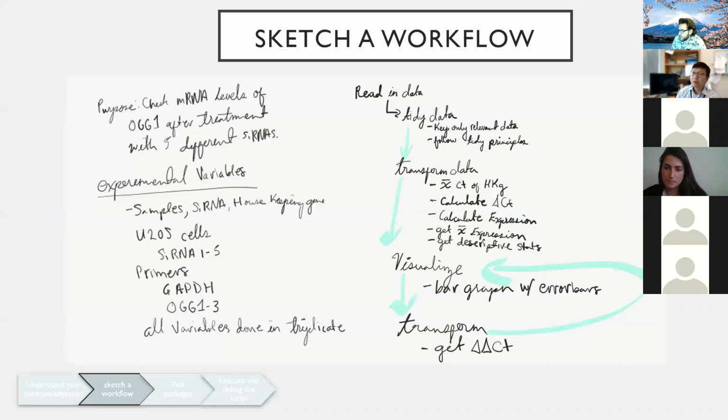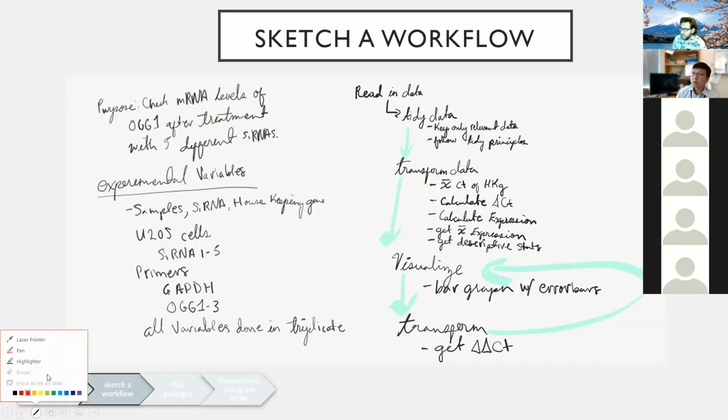So I think she actually wrote this herself. Yeah. So this is her sketching the analysis workflow for the data we're going to be talking about today. So basically, she did an experiment here where she was looking at U2OS cells. So for those of you who are familiar with cancer biology, U2OS is a kind of osteosarcoma.